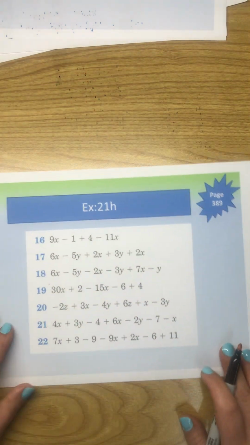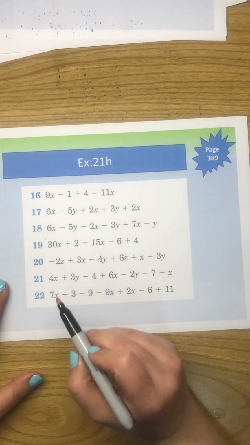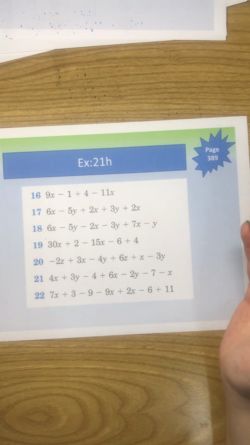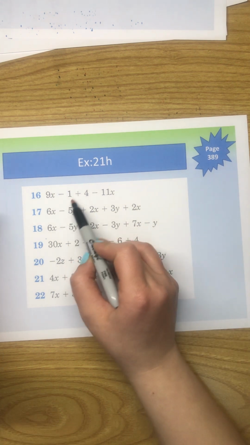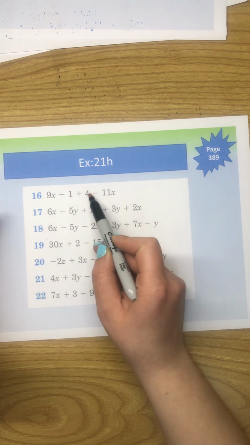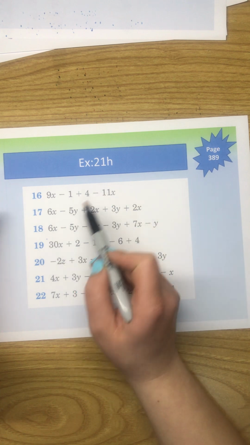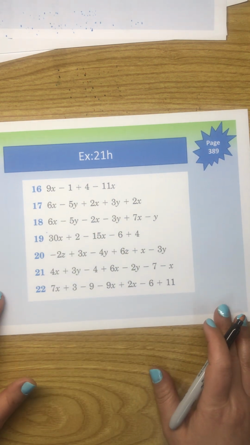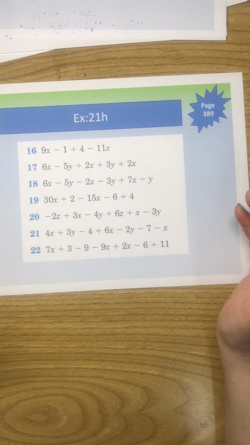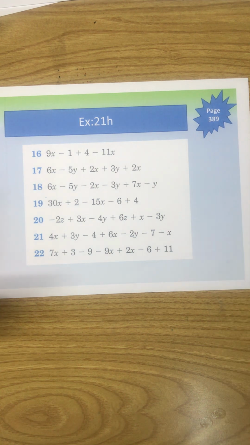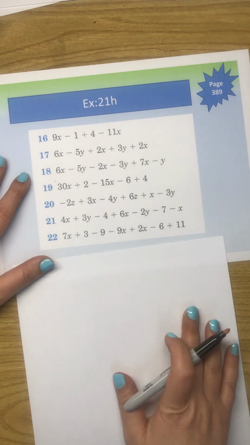The next slide is this page from 389, exercise 21H. We can see those are mixed between constants and terms, such as negative 1 is a constant, plus 4 is a constant, and negative 11x is another term with a variable and coefficient, a negative coefficient, 9x coefficient, and the x is the variable. We are going to work with these together. Remember, constants together, like terms together. I'm gonna do as much as I can.